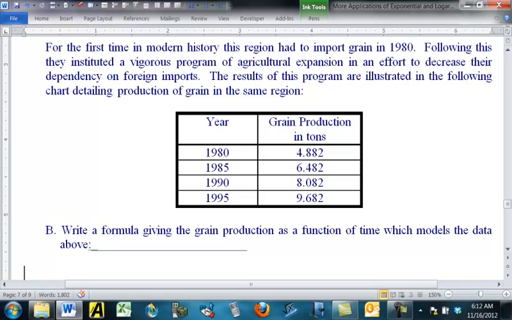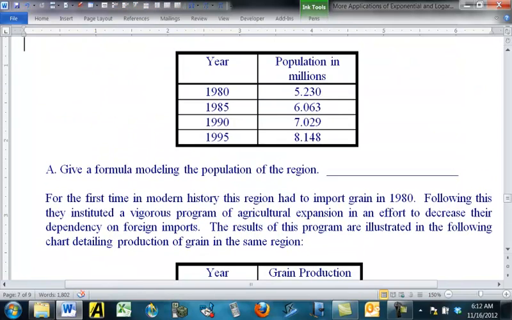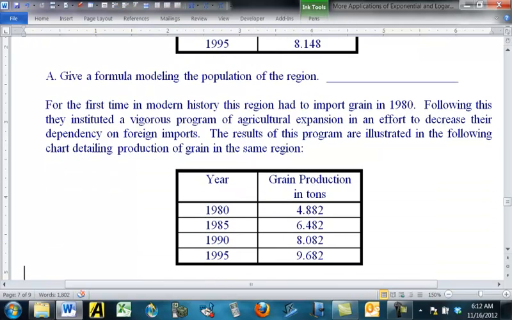So write a formula for the grain production, how it's growing. Now I'm going to give you a hint. One of these is linear, one is exponential. I'm not going to tell you which is which, but you should be able to figure it out. And at least to the round off there, you should be able to get these to be exactly linear and exactly exponential.